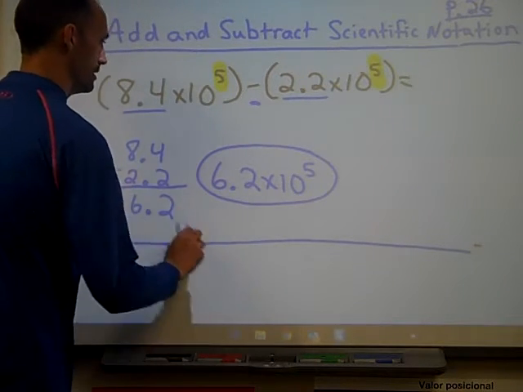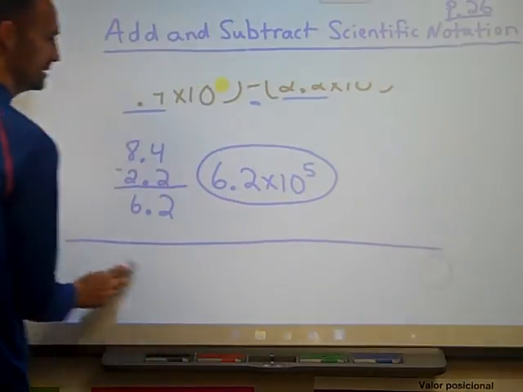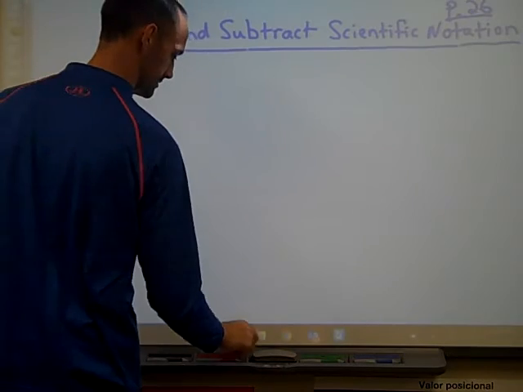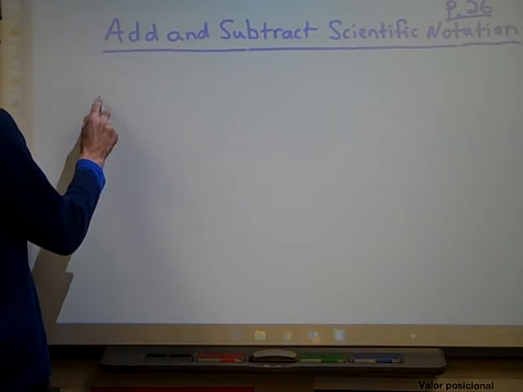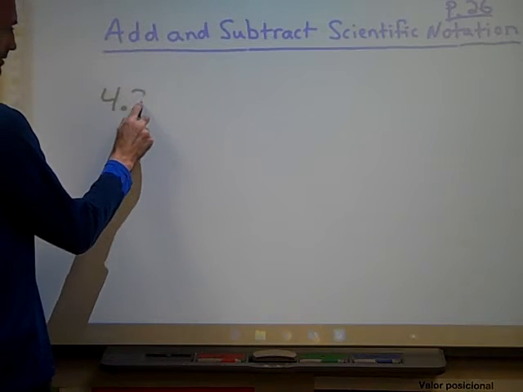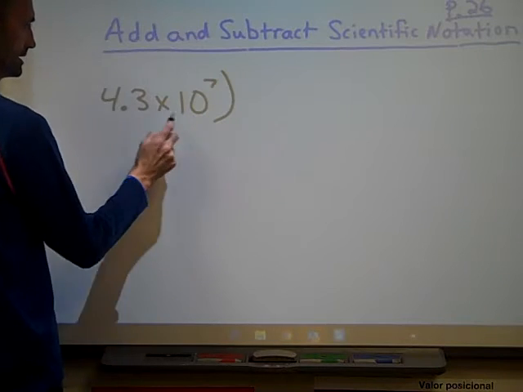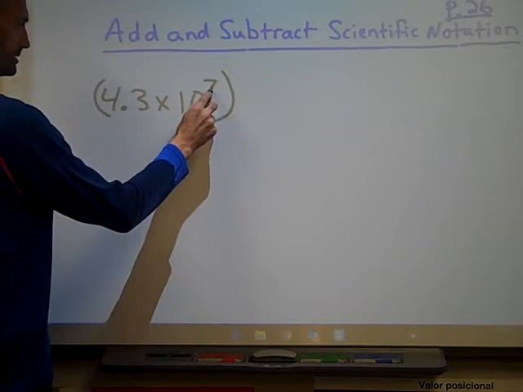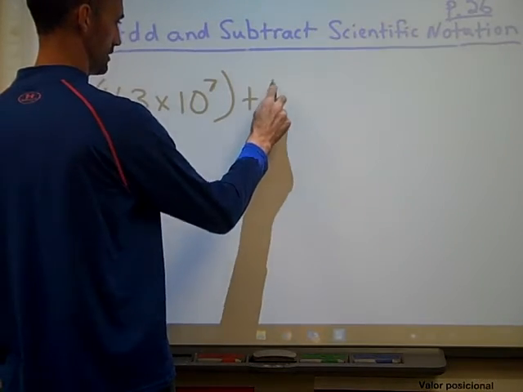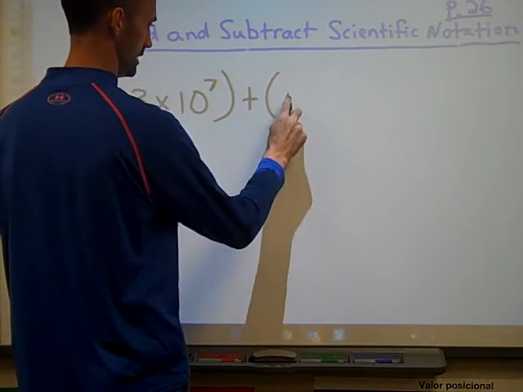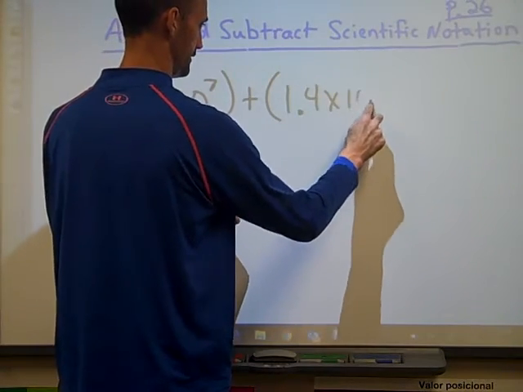Alright, so hopefully we can still get this on page 26. Skip a couple of lines underneath that last example. And this time, we're going to give an example where the two exponents are different. Okay? So we have 4.3 times 10 to the 7th plus 1.4 times 10 to the 5th.